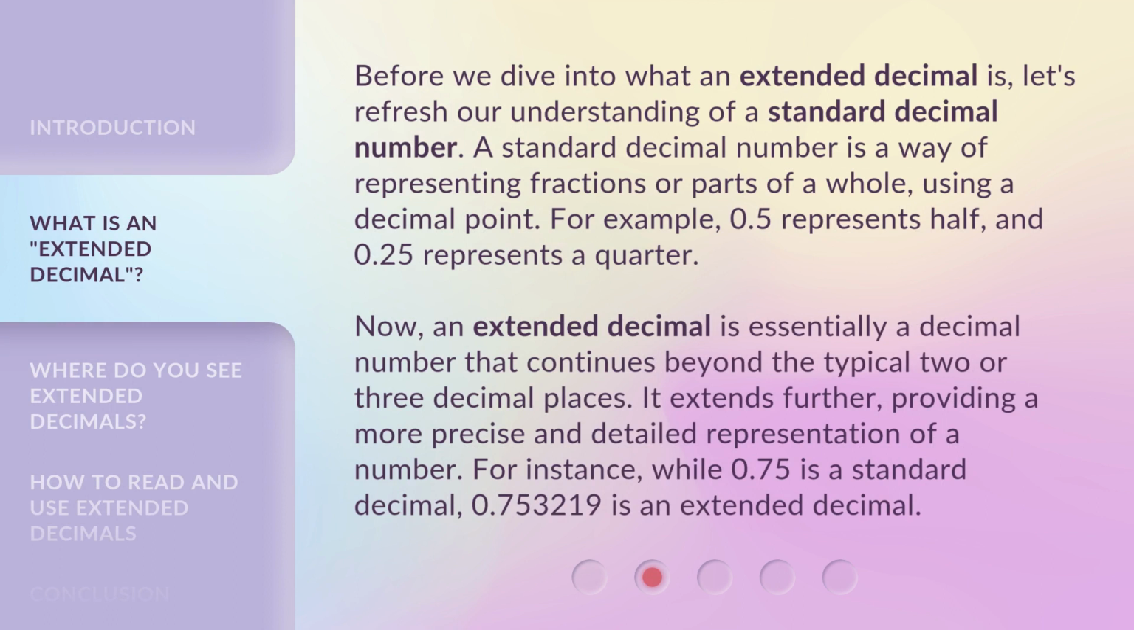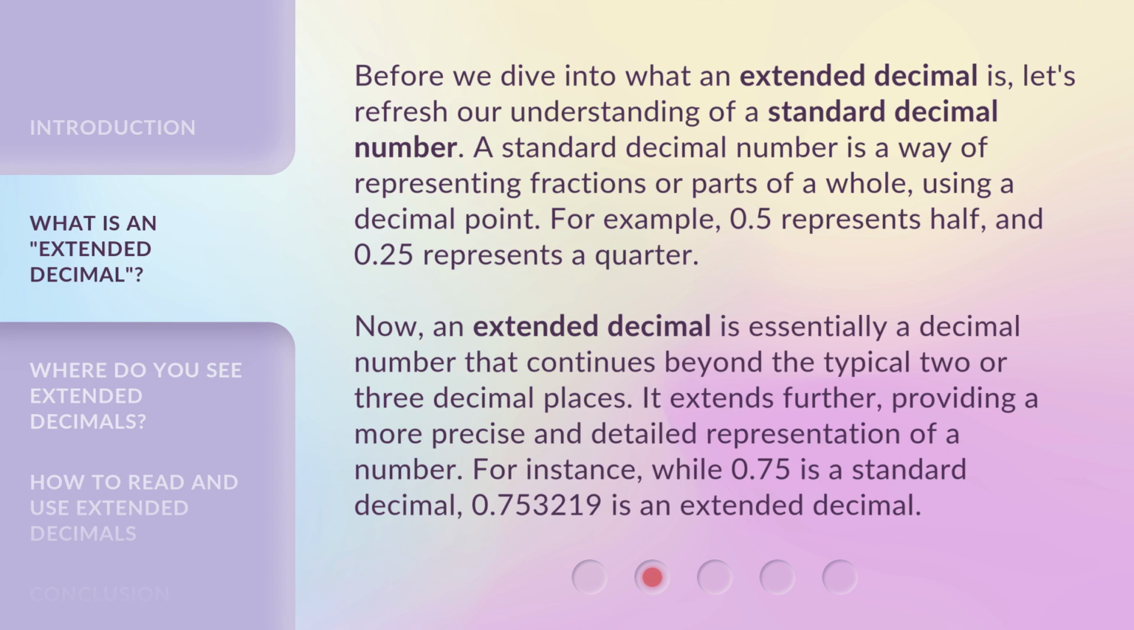Before we dive into what an extended decimal is, let's refresh our understanding of a standard decimal number. A standard decimal number is a way of representing fractions or parts of a whole, using a decimal point. For example, 0.5 represents half, and 0.25 represents a quarter.